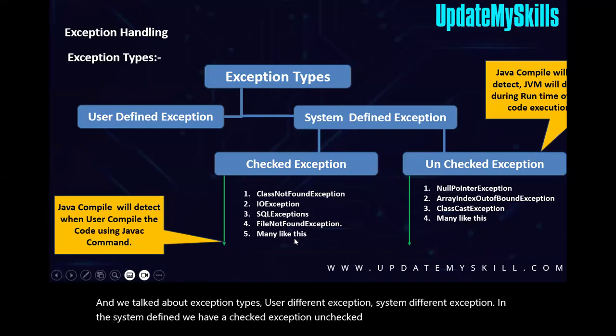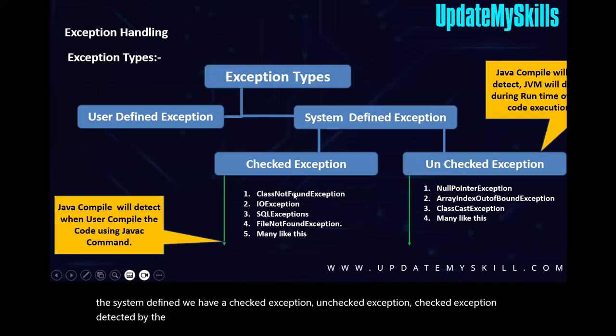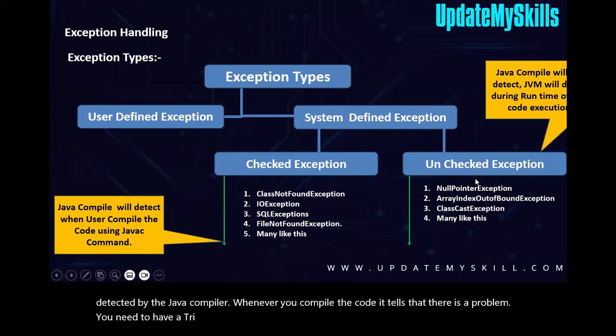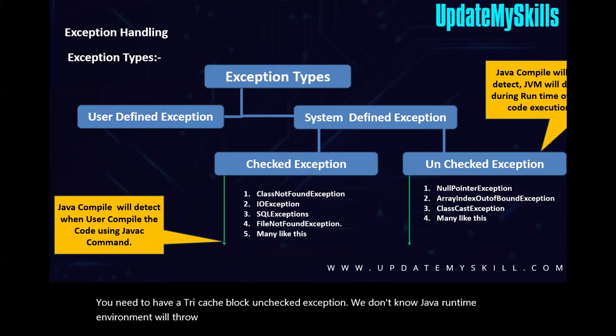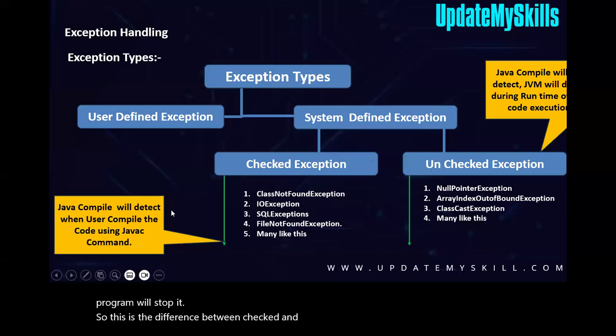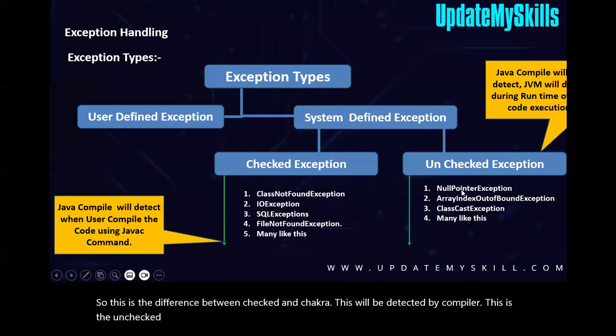A checked exception is detected by the Java compiler. Whenever you compile the code, it tells you that there is a problem, and you need to have a try catch block. For an unchecked exception, we don't know in advance. The Java runtime environment will throw this during program execution. If you don't catch it, the program will stop. So this is the difference between checked and unchecked. Checked is detected by the compiler. Unchecked is detected during program execution.